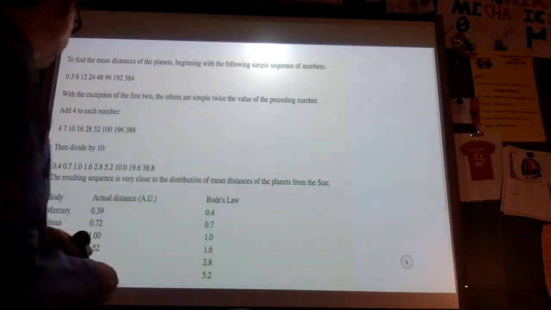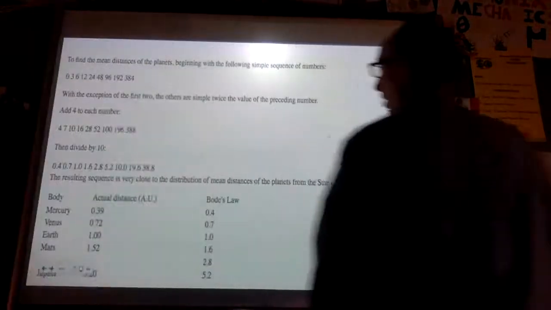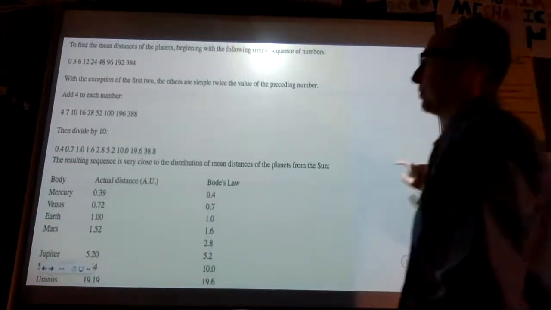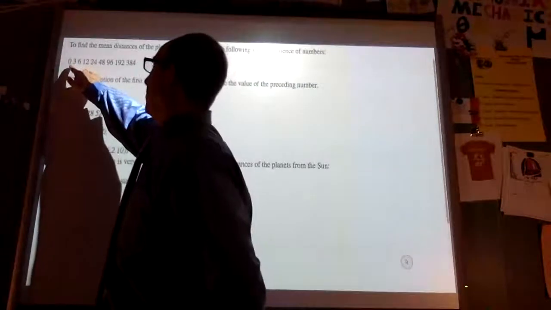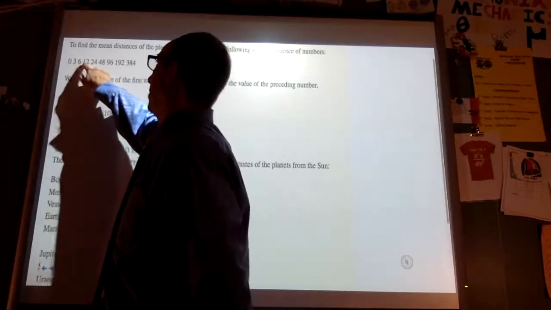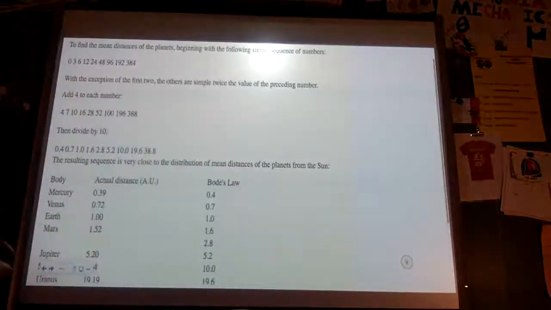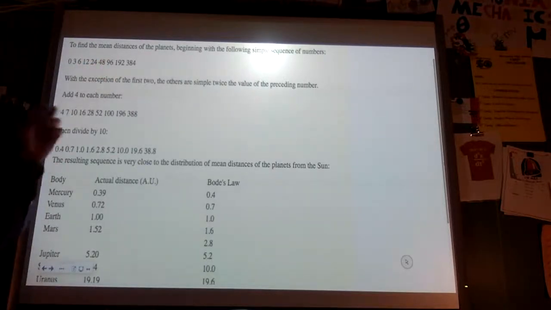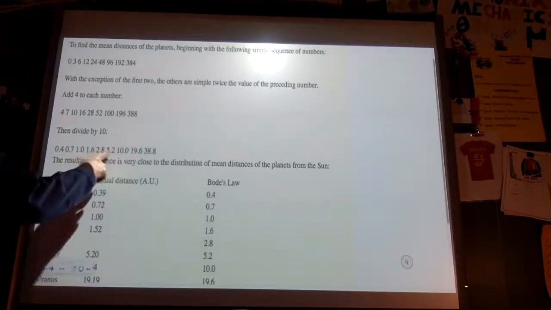So if we look at these distances, what Bode's law tells us, we start with this sequence where we have 0, 3, 6, 12, 24. So we added 3 to here, then we added 6, then we doubled and added 12, then we doubled and added 24, then we doubled it and added 48. You can see we're doubling the distance every time. And then if you add a 4 to each of these numbers after you do this, and then divide by 10, you get this 0.4, 0.7, 1, 1.6, 2.8, 5.2.